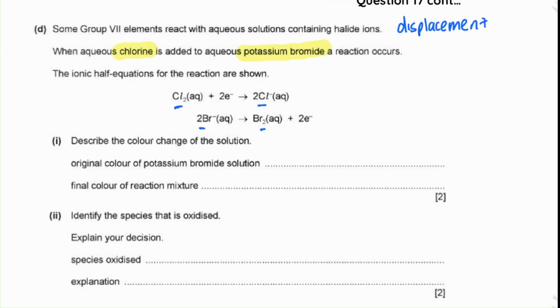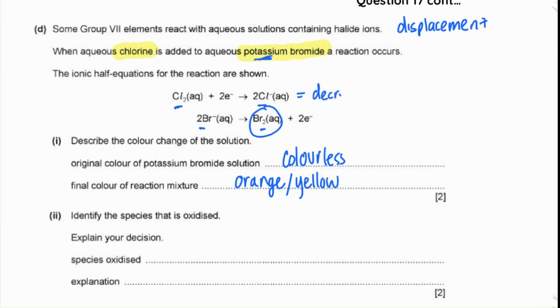The original color of potassium bromide solution would have been colorless, because we know that group 1 metals form colorless aqueous solutions. The final mixture of the reaction vessel is going to be the color of bromine. So bromine is a nice orangey yellow color. Identify the species that is oxidized. Explain your decision. Well, in this case, the chlorine has gone from 0 to -1.